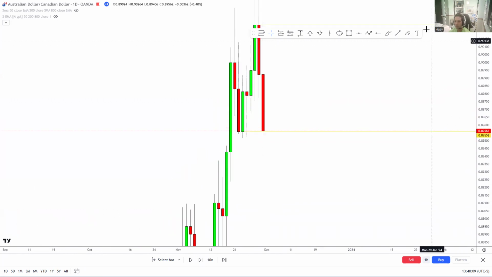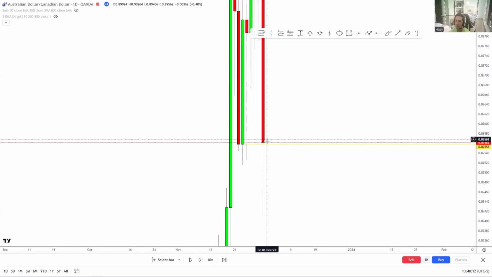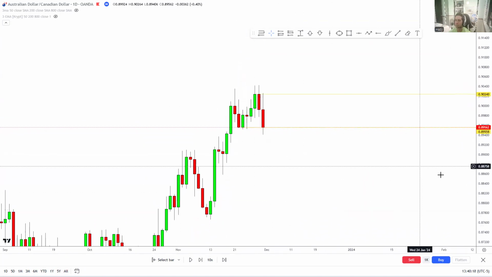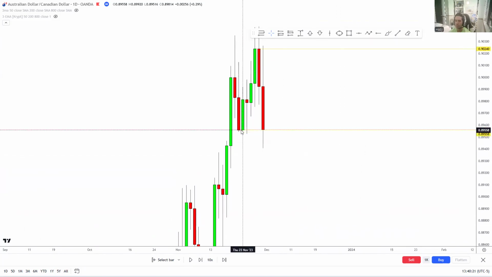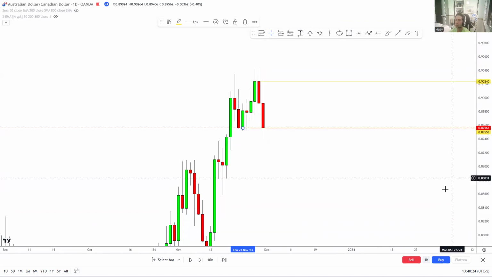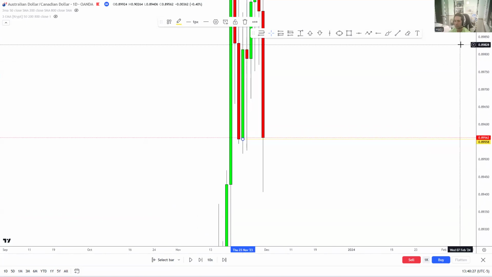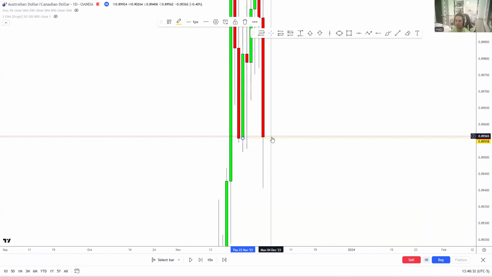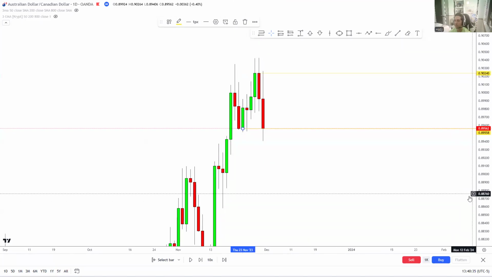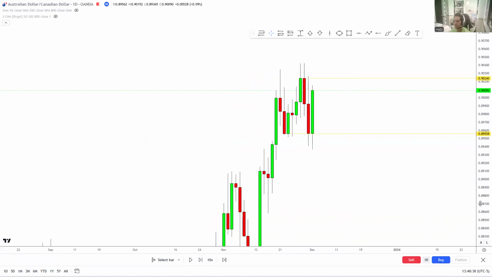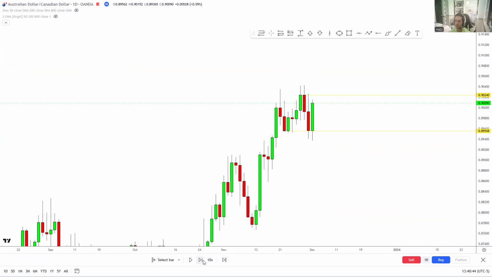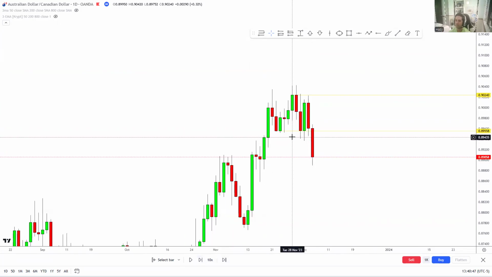But what happened here? It hasn't broken below this level, this previous higher low. So we're still what? Bullish or bearish? In this case, we're still bullish because, like I said, it hasn't closed below that yellow line. So as I mentioned, beautiful. It didn't close below, so we're still bullish.